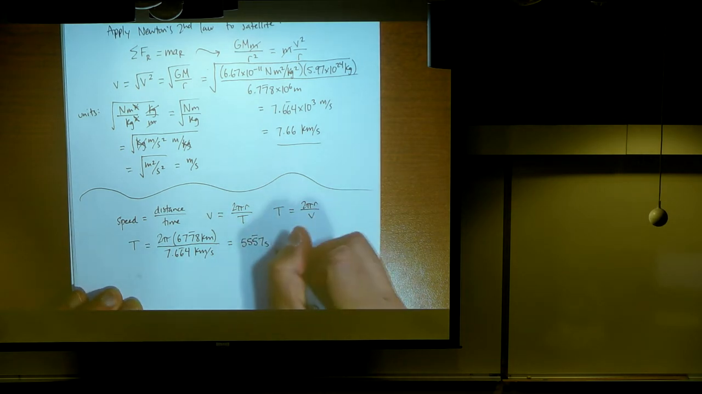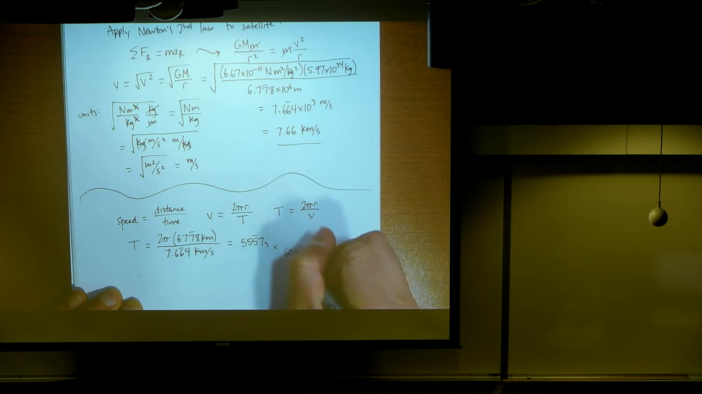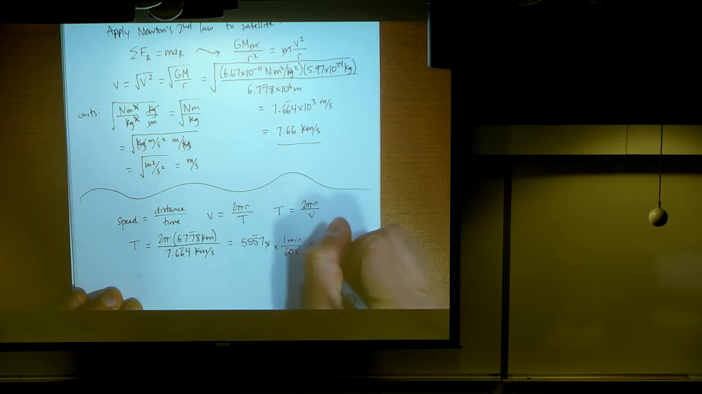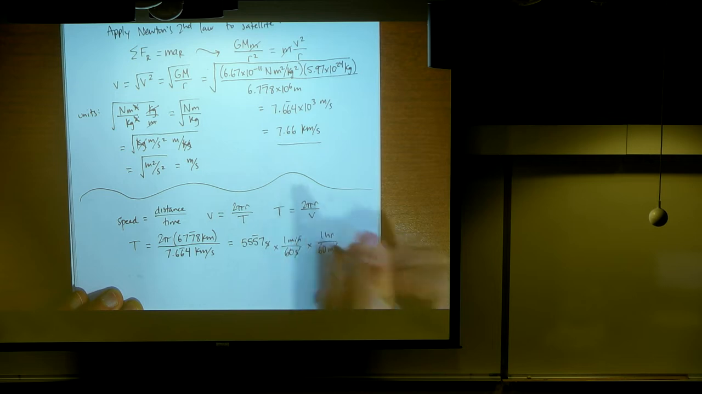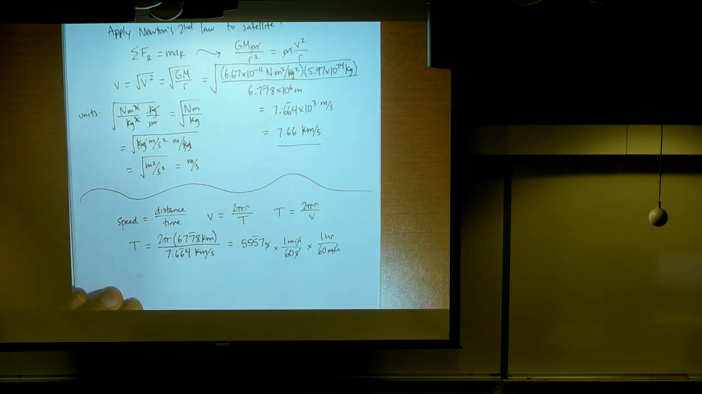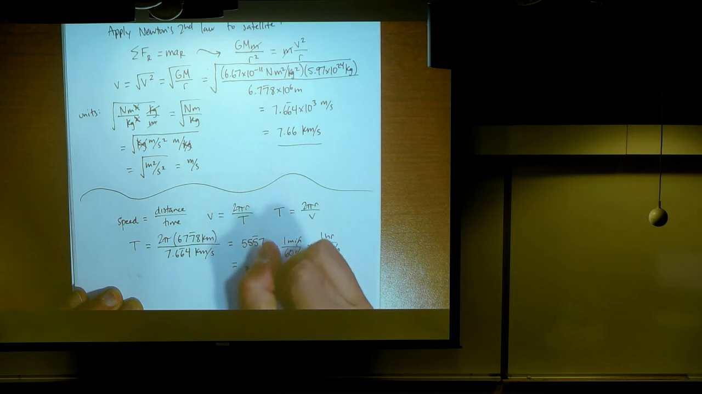We want to get that into hours, so remember, 60 seconds in 1 minute, cancel seconds, 60 minutes in 1 hour, cancel minutes. So we're basically dividing that by 60 twice, which gives us 1.54. So it's about 1.5 hours, okay?